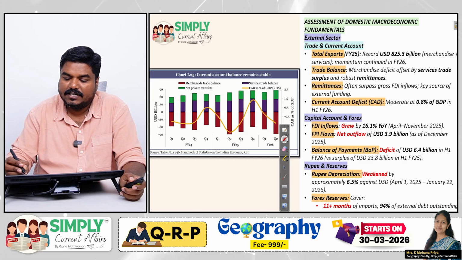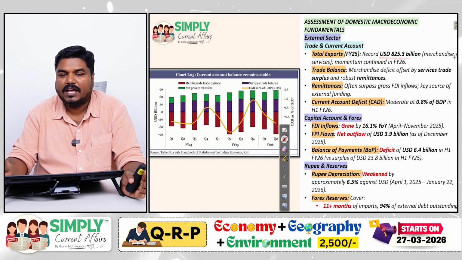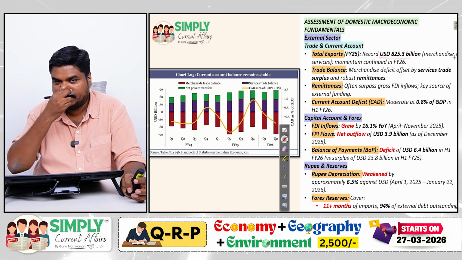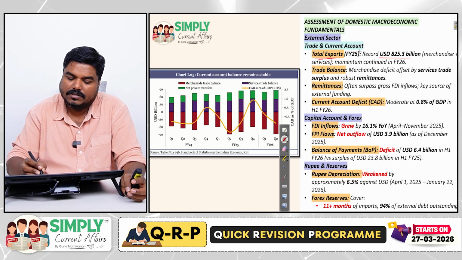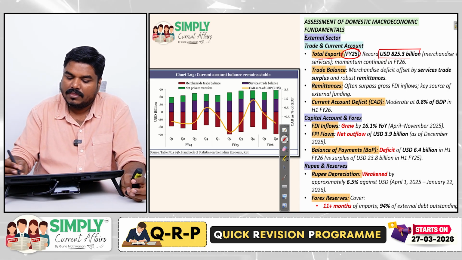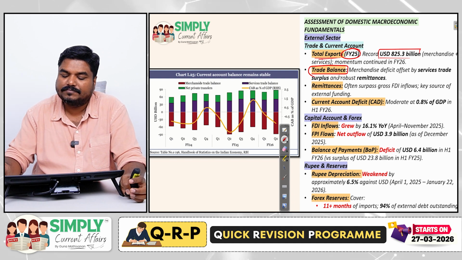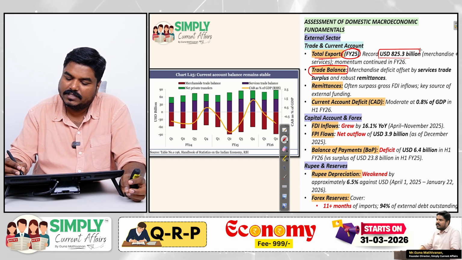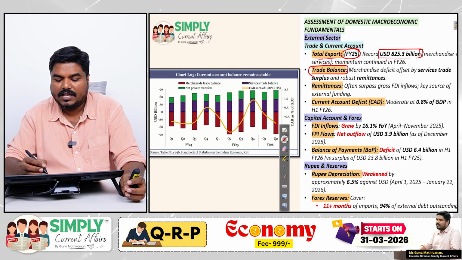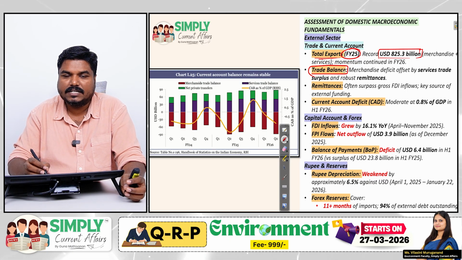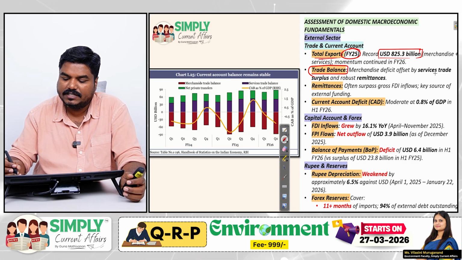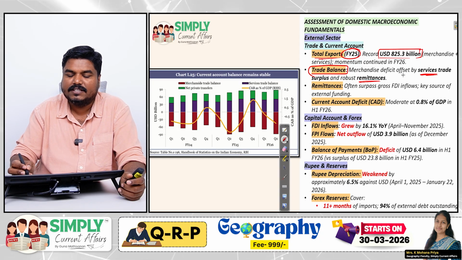When it comes to the external sector, we have achieved one of the highest records in our merchandise and services exports, our total exports. Our total exports in financial year 25 reached $825.3 billion. Though our exports are $825.3 billion, our imports are high. Since our imports are high, our trade balance will be negative. But that negative trade balance is being offset by the services as well as remittances.